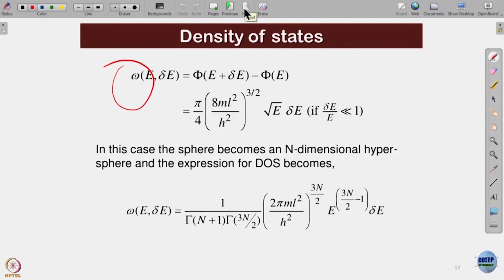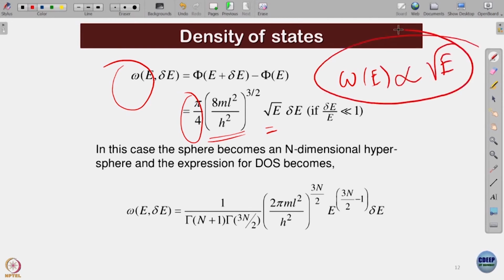So I get pi by 4 here, then 8 m L square by h square remain untouched, and 3 by 2 becomes root E; E to the power 3 by 2, derivative, is E to the power half, root E. So this is a beautiful result, which shows that omega E goes as square root E. Density of states in a particle in a box goes like this, and this is very important. This is the result, as I told you, that is used in many applications.